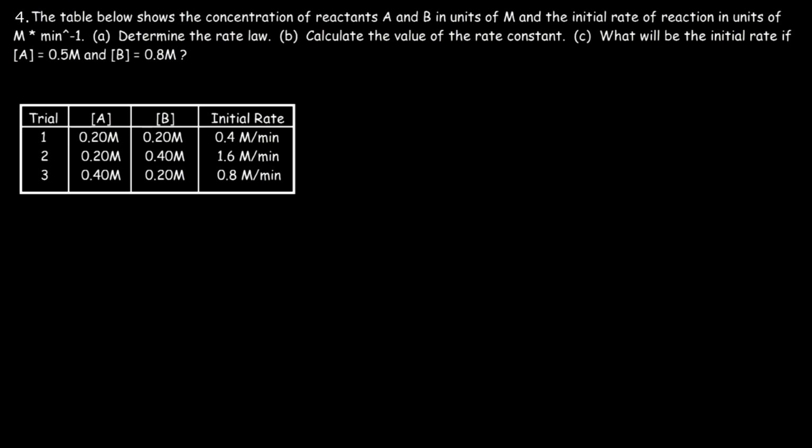changes. So if we pick trials 1 and 2, notice that A is held constant in concentration, but the concentration of B doubles. So as B doubles from 0.20 to 0.40, notice that the rate increases by a factor of 4 from 0.4 to 1.6. So you can write this expression: 2 to the what power is equal to 4. We know that 2 squared is 4, so x is 2. This means that it's second order with respect to B.